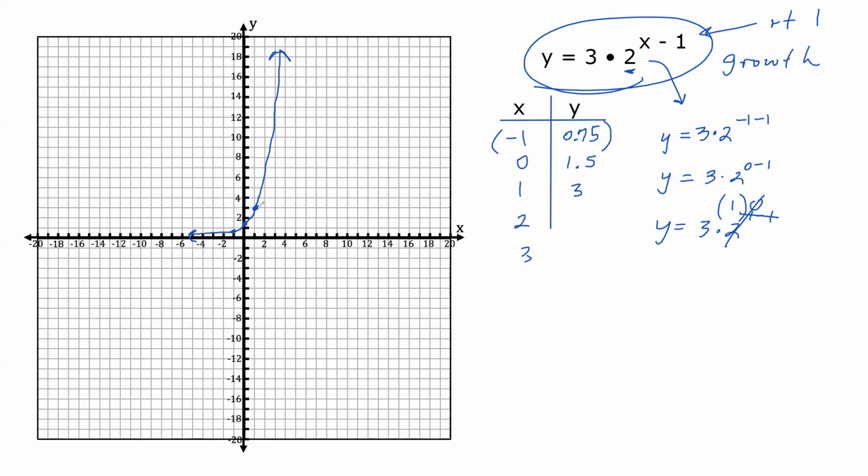And so that's why we have this key point here. It's over 1. The parent function, or the original function, would have been more like here. It would have sort of been a mirror of it, but over here. And so the blue one, we can see it has moved to the right.